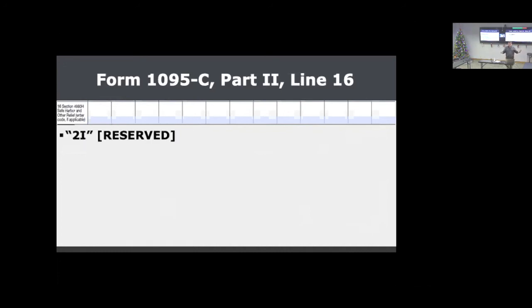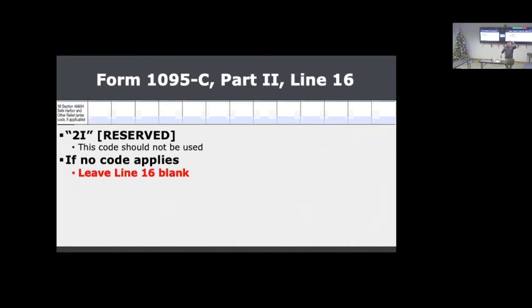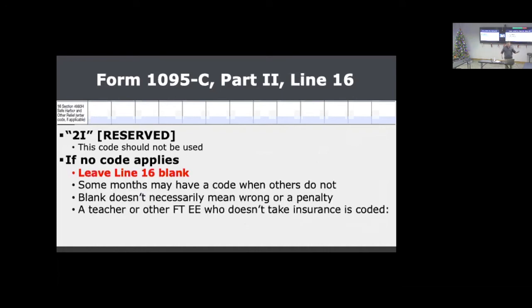2I, that used to be transition relief, right? Oh, hearkening back to the good old days. If no code applies, leave it blank. We offer the teacher full family insurance. He or she doesn't take it, no sweat. It's 1A blank blank. Not a problem, right? That is totally okay. That is expected to happen. Don't freak out if line 16 is blank.